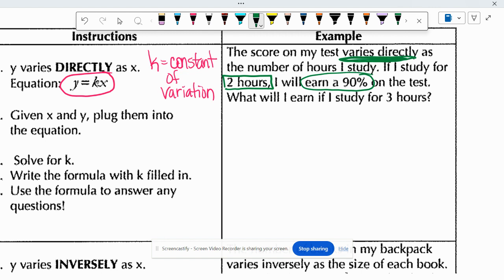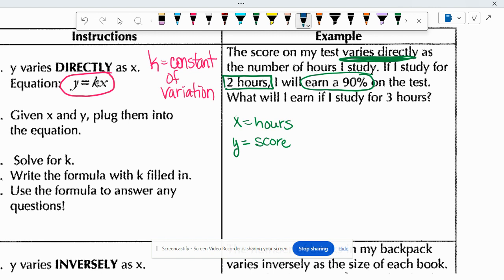Remember, dependent, the y variable, means the value of y depends on what x is. So what is x and what is y? X is the hours. So x represents the hours. And you guys should know from math 1, especially doing parabolas, x is always time, right? X is always time. So the y variable is your score.